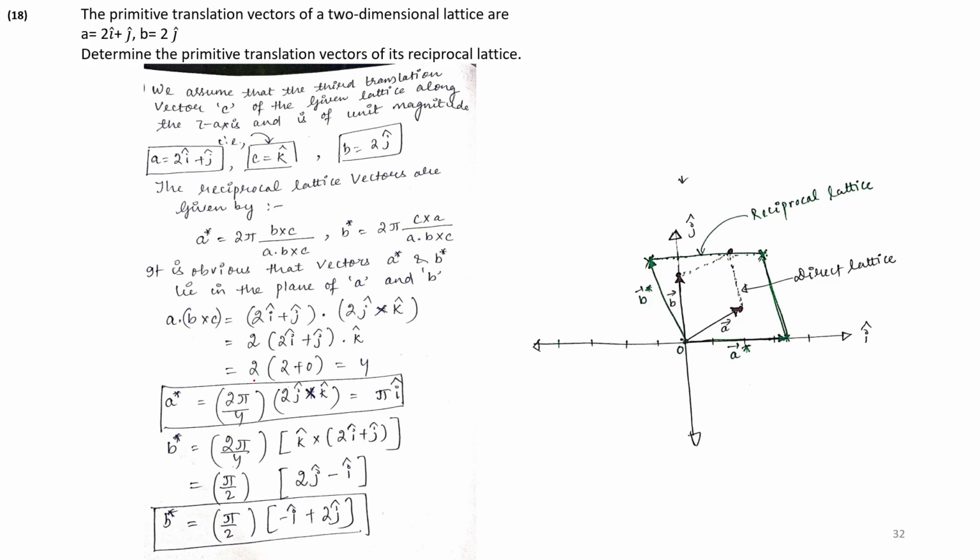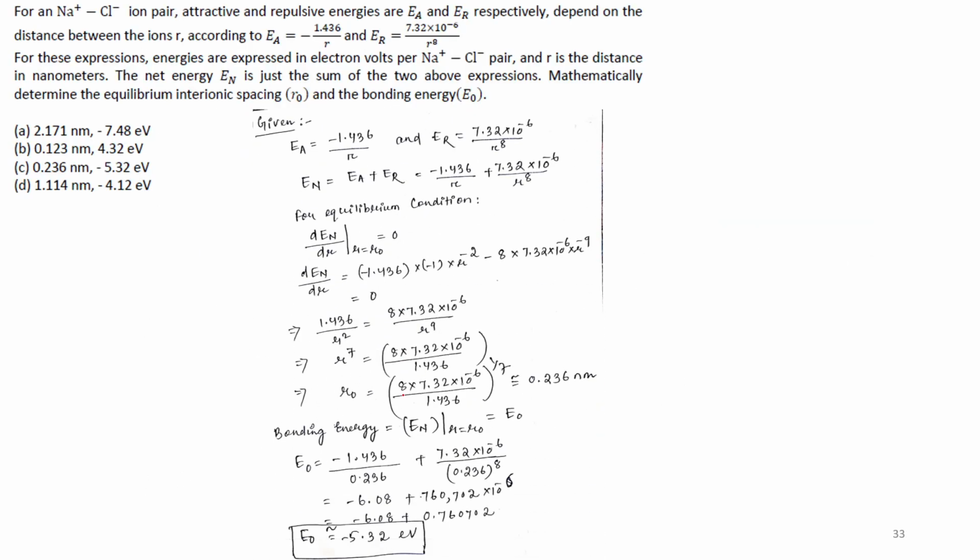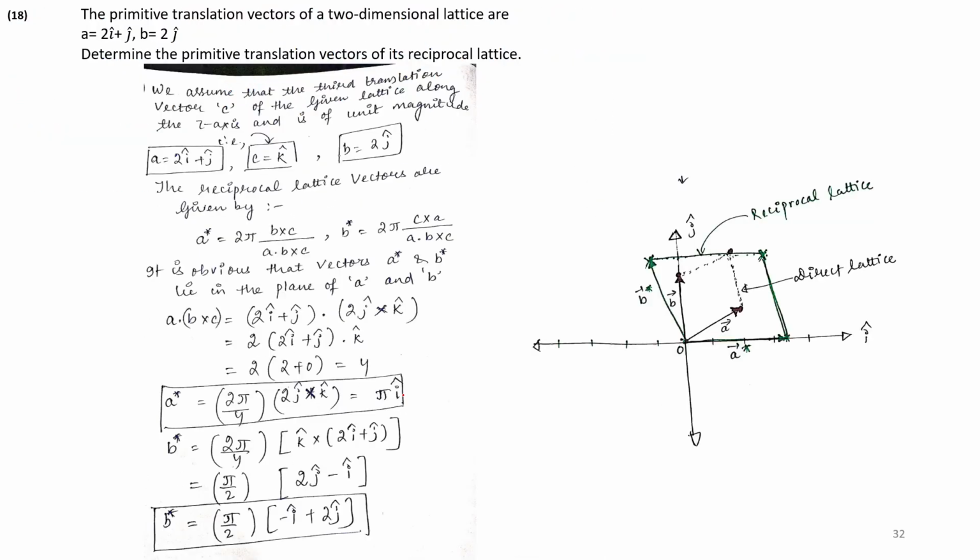And substitute that, it will be 2π divided by 4 into 2j cross k. Then you will get the answer. Similarly, b star also you have to find. That's it. It's just taking cross products and dot products, but you have to remember the formula. It's very important. I hope you know it already from earlier basic classes.